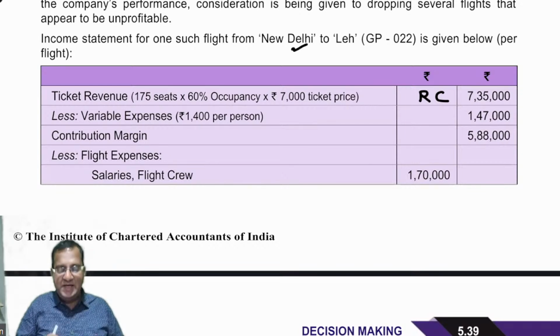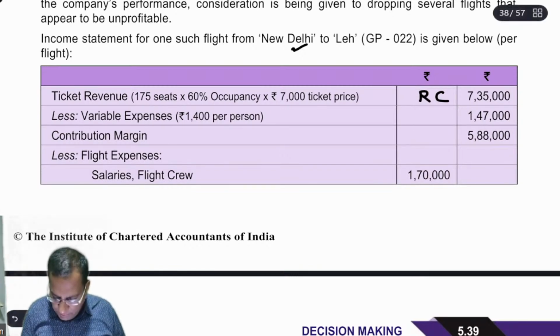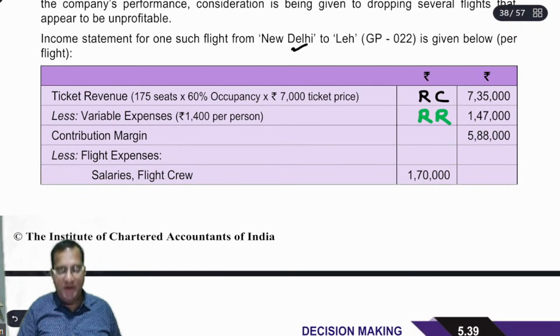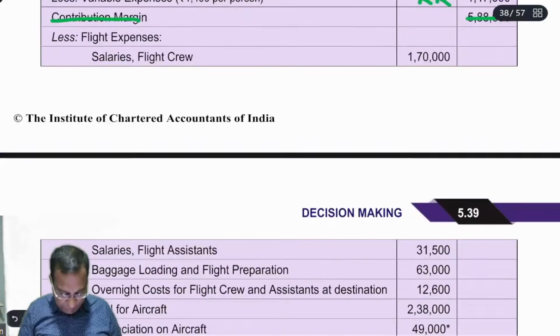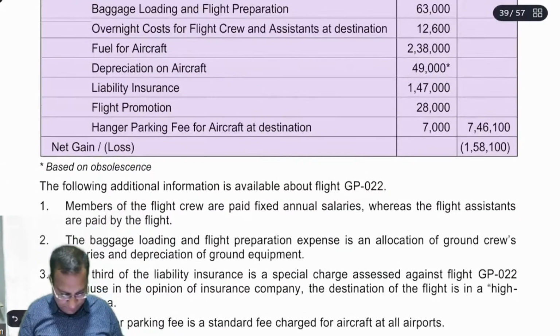What about the variable cost of 1,47,000? It's given 1,400 per person. If we discontinue this flight, definitely it's an outflow. And if we discontinue this flight, outflow will be avoided. So it will be a relevant revenue to us. ये हमारे लिए relevant revenue होगा. No need to consider contribution, because it's the difference between revenue and variable cost, and already we have considered it separately. Now flight expense, this is very, very important beta.